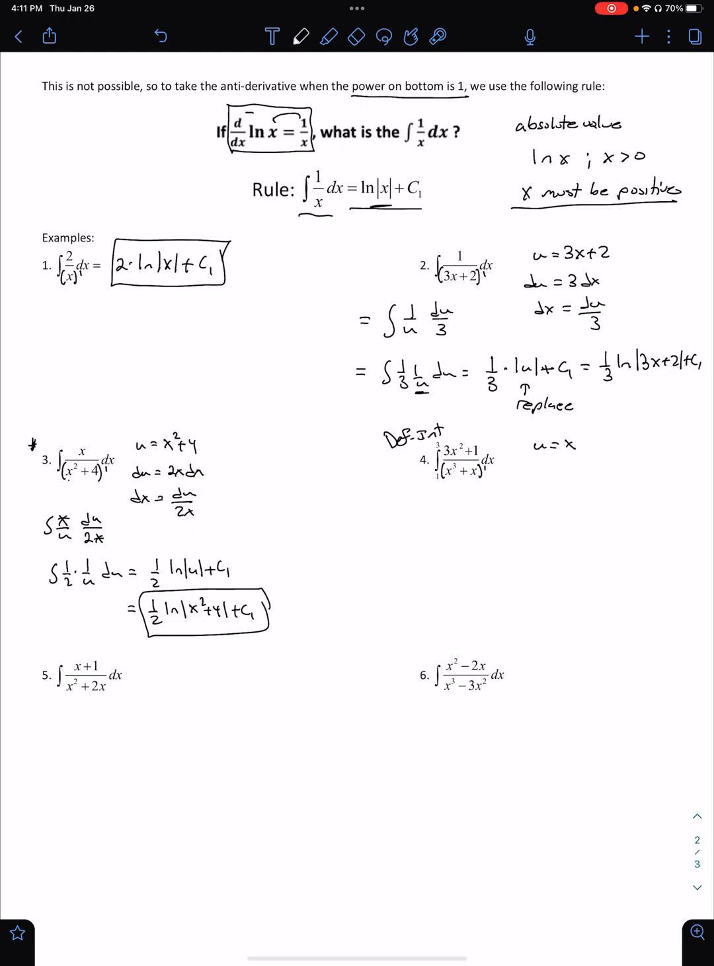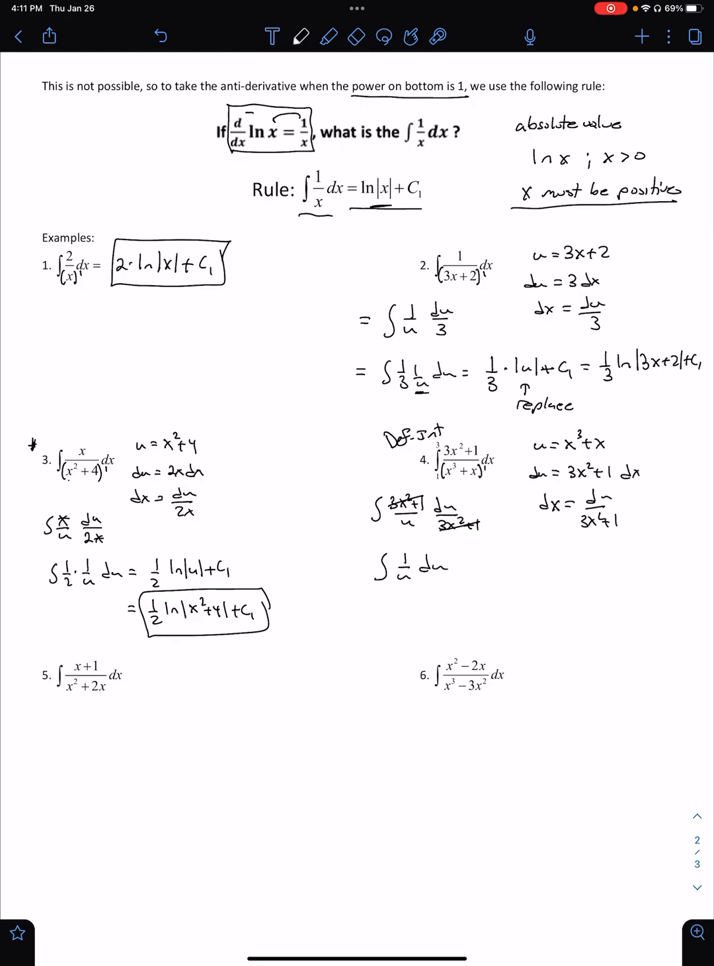So my u here is going to be x cubed plus x. Our du therefore becomes 3x squared plus 1. And I know I'm on the right track because take a look at what's on the numerator, 3x squared plus 1. That's the same as my derivative. I know I'm on the right track because they should cancel. Solving for dx, we get du over 3x squared plus 1. We would plug this in. We would get 3x squared plus 1 over u du over 3x squared plus 1. The 3x squared plus 1s will cancel, and what we're left with is 1 over u du.